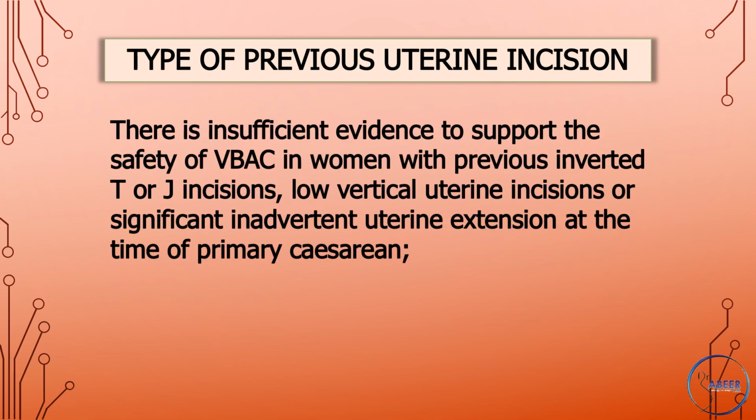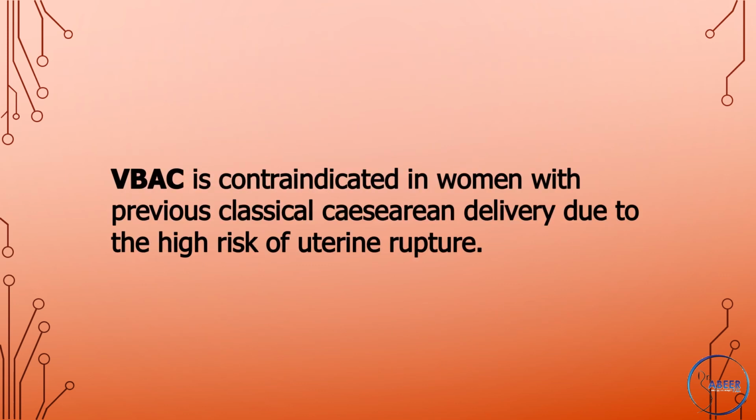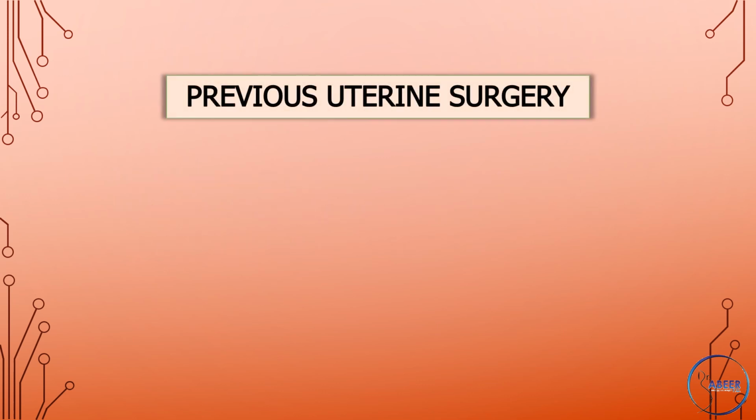There is insufficient evidence to support the safety of vaginal birth after previous cesarean delivery in women with previous inverted T or J incisions, low vertical uterine incisions, or significant inadvertent uterine extension at the time of primary cesarean. Hence, caution should be exercised in these women and decisions should be made by a senior obstetrician on a case-by-case basis. Vaginal birth after previous cesarean delivery is contraindicated in women with previous classical cesarean delivery due to the high risk of uterine rupture.